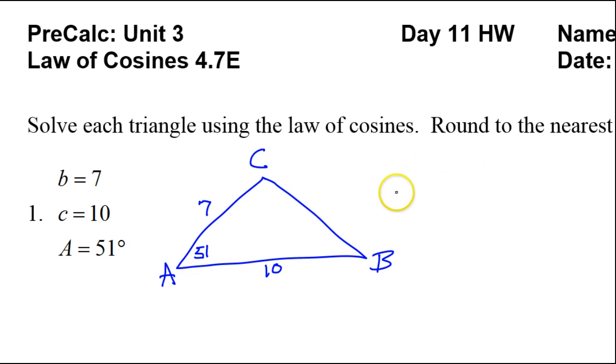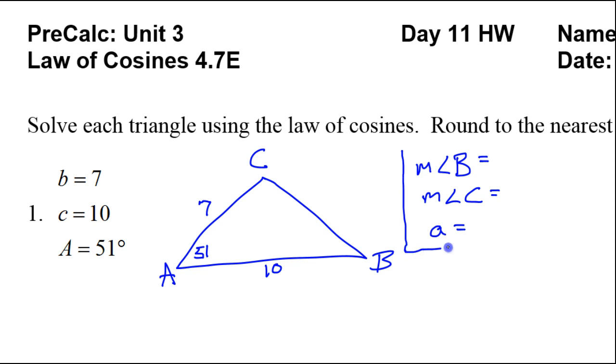Let's think about what pieces of information we need to find. We have one angle, but we're going to need to find the measure of angle B and the measure of angle C and side A. Once we find these three pieces of information, we will have solved the triangle.